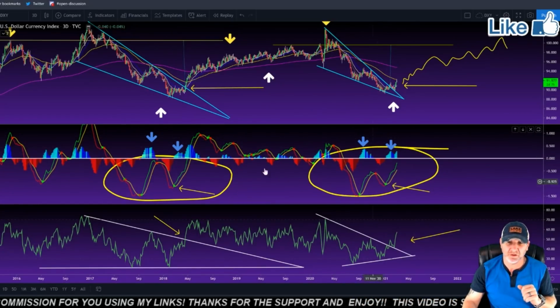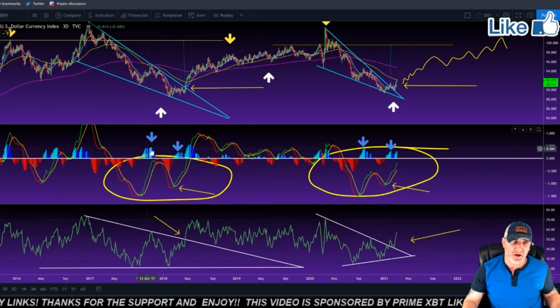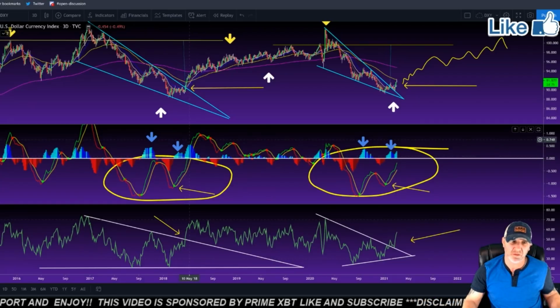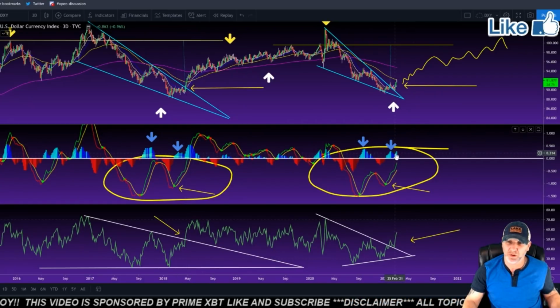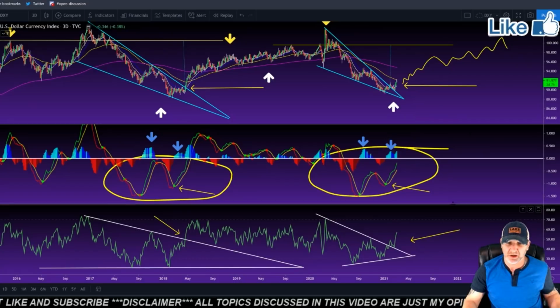MACD, even the fractals playing out perfectly in the MACD here. We had our hump here, and then we had a smaller one, didn't quite get back down, and pumped from there, and that's where we're at now. And as you can see, the fractal in the RSI, the same thing here.